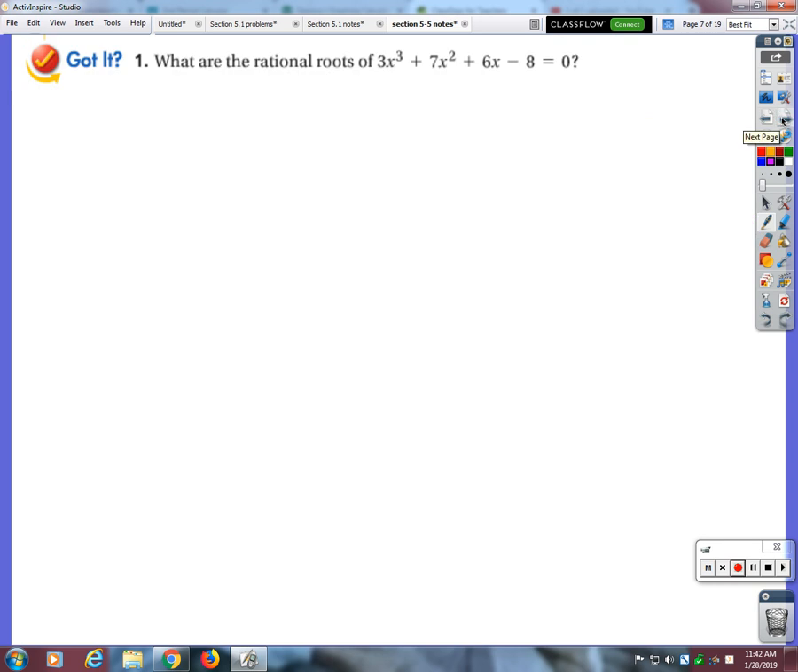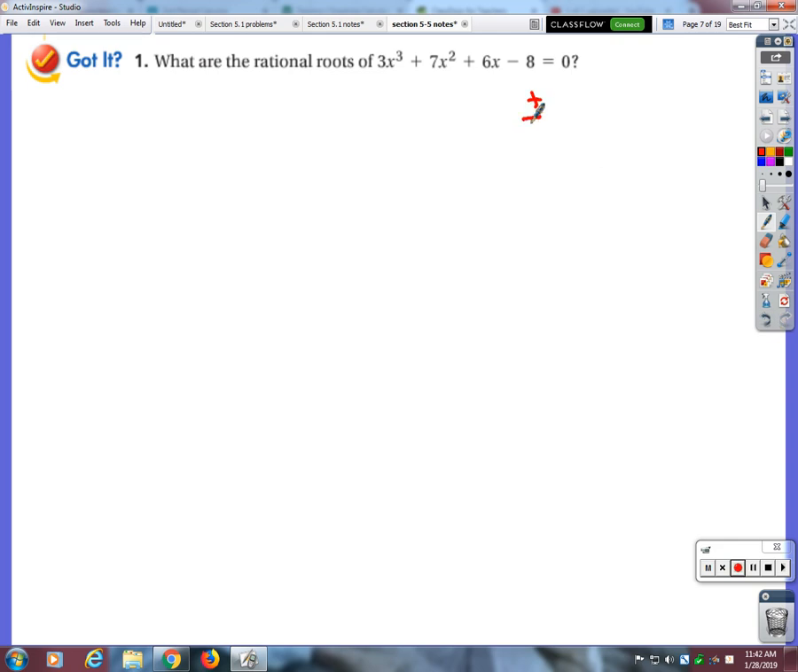Okay, so here's my first question to see if you understand and have been paying attention. If I start this time with 3x cubed plus 7x squared plus 6x minus 8, how do I find the possible answers that I'm going to plug in? Callista? Okay, and the 8 goes on top, which is confusing because it comes afterwards, and the 3 goes on the bottom. So what are the factors of 8?